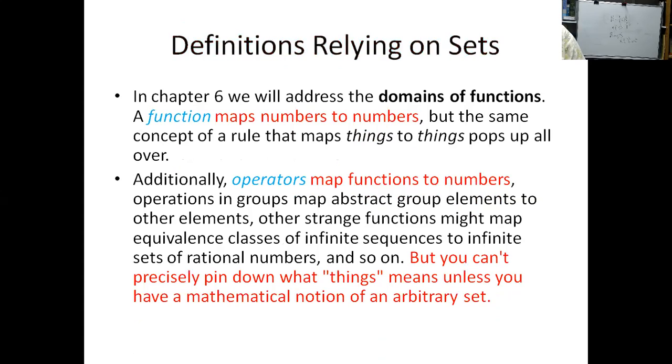In chapter 6, we'll address the domain of a function. A function maps numbers to numbers, but the same concept of a rule that maps things to things pops up all over. Additionally, operators map functions to numbers. A mathematical operation in groups maps abstract group elements to other elements. And another strange function might map equivalence classes of infinite sequences to a finite set of rational numbers and so on. But you cannot precisely pin down what these things mean unless you have mathematical notation and you understand the vocabulary and its meaning.